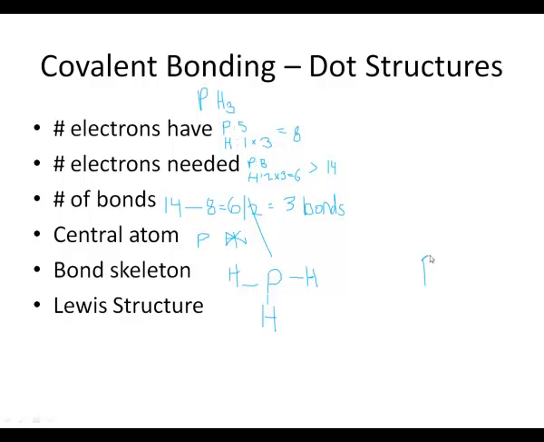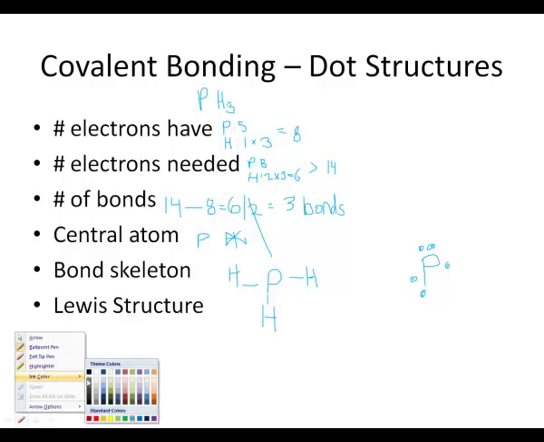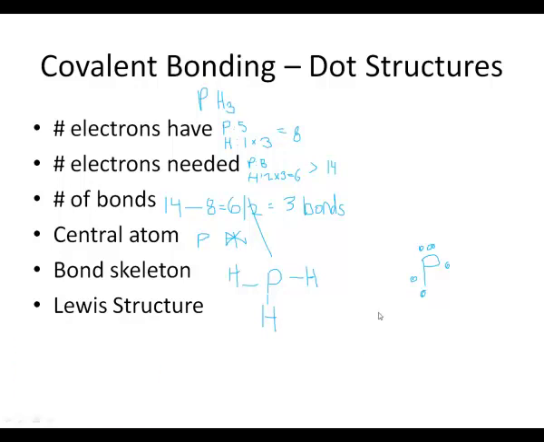So again, I'm going to count on my pattern. 1, 2, 3, 4, 5. That's how many valence electrons phosphorus has. And we can go ahead and fill in the hydrogen. Each of these here has a blank, and that's where we're going to put a hydrogen. So I'm going to represent those with X's.